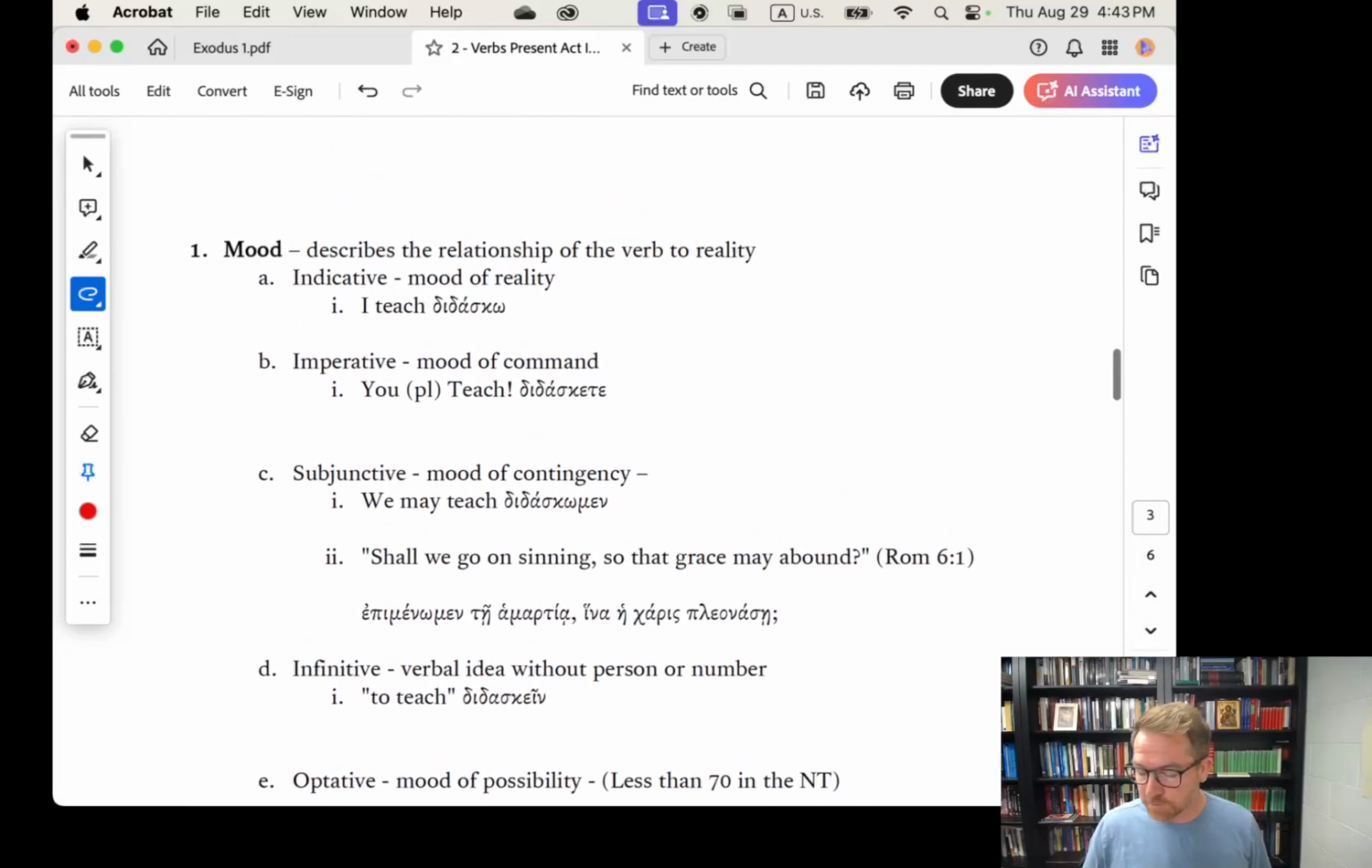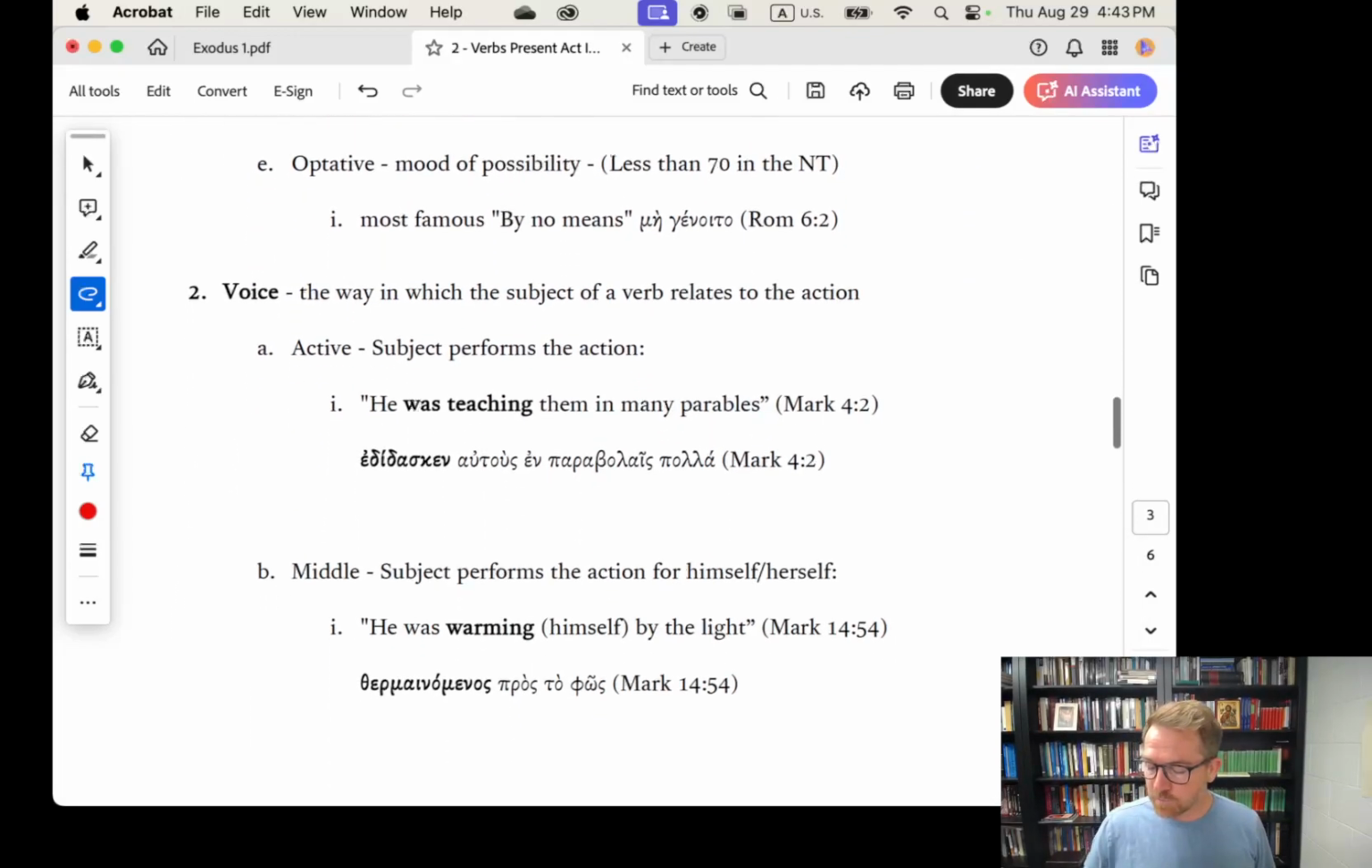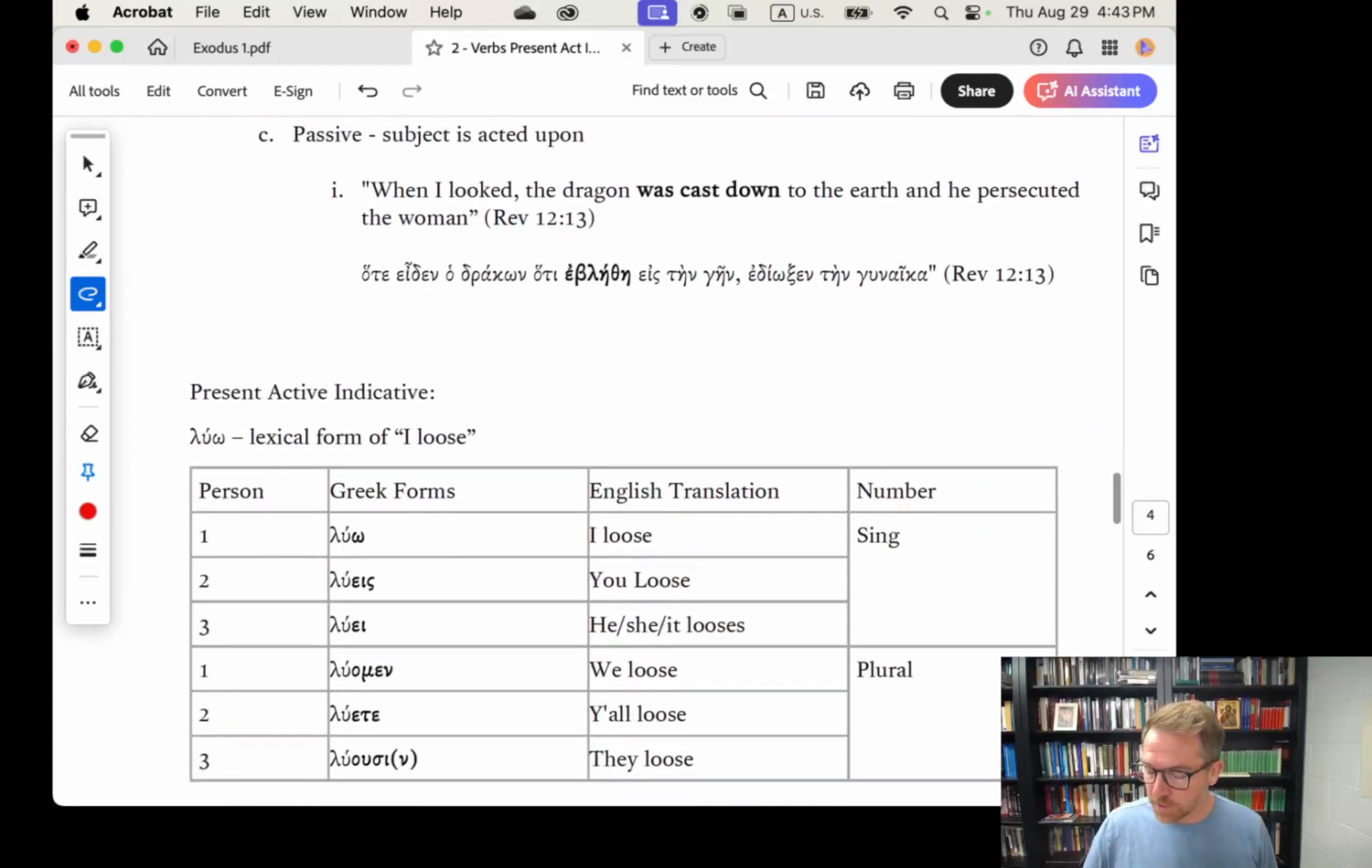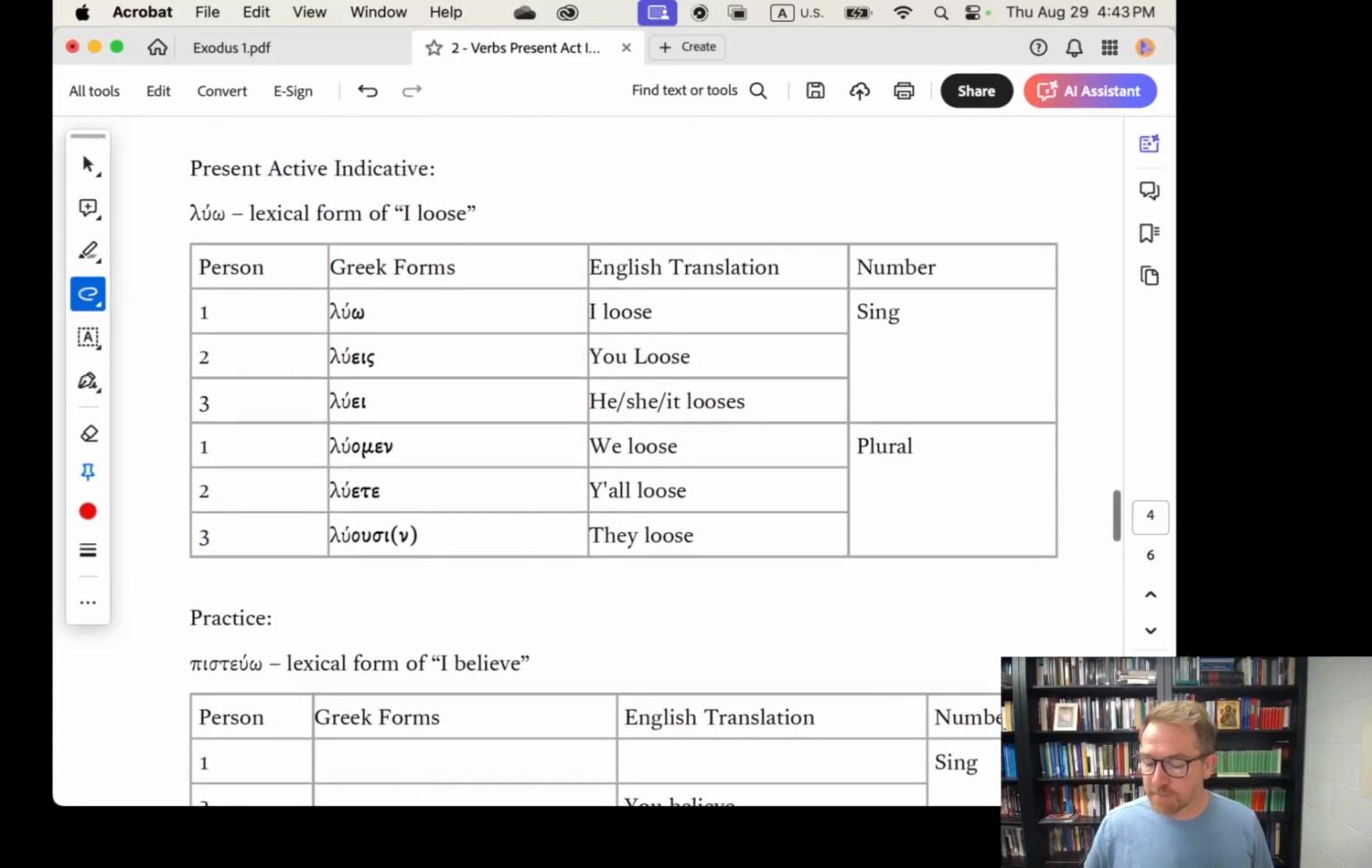Now there's more here about how verbs work. I want to skip that for now. We'll come back to it later on and just focus on these forms, the forms of the present active indicative. You begin with the verb luo because it's nice and short. I loose.